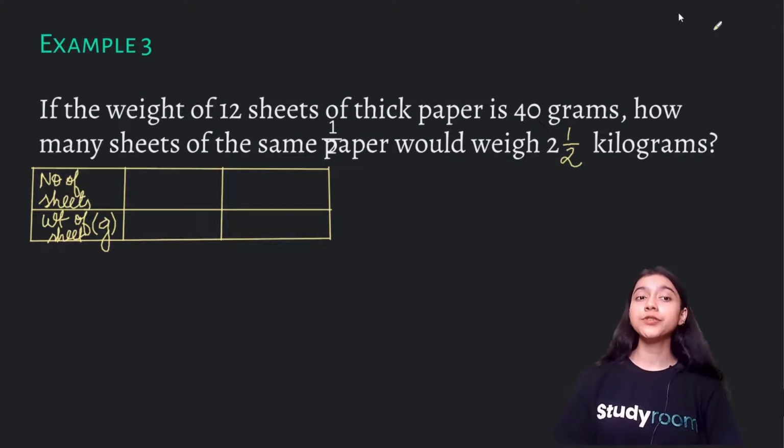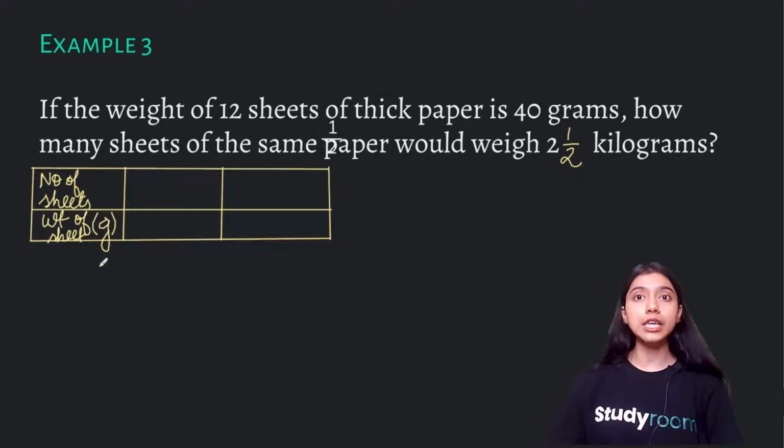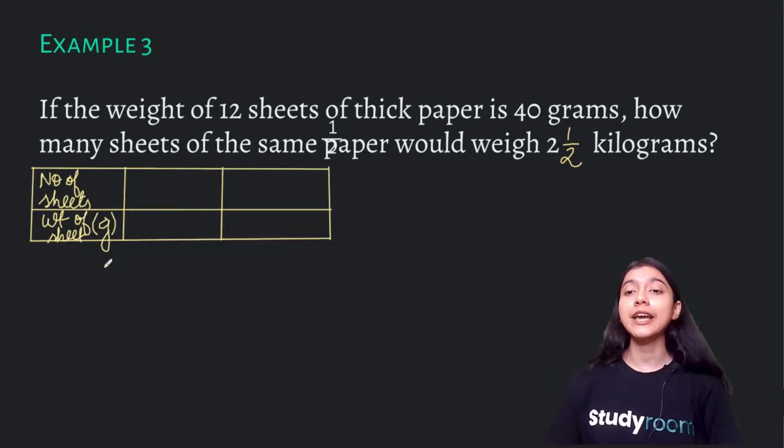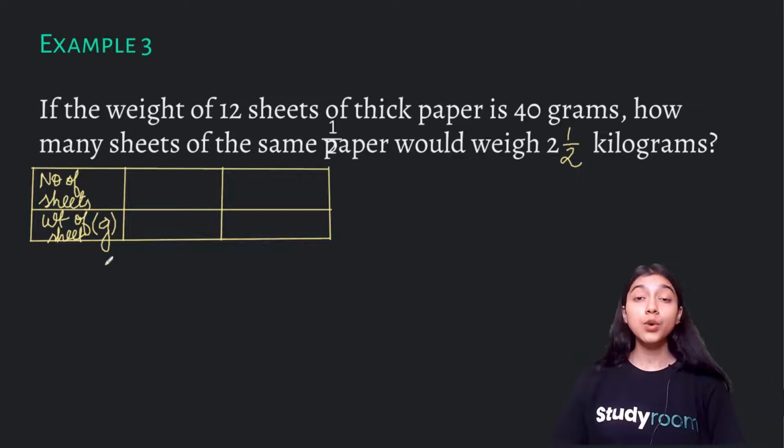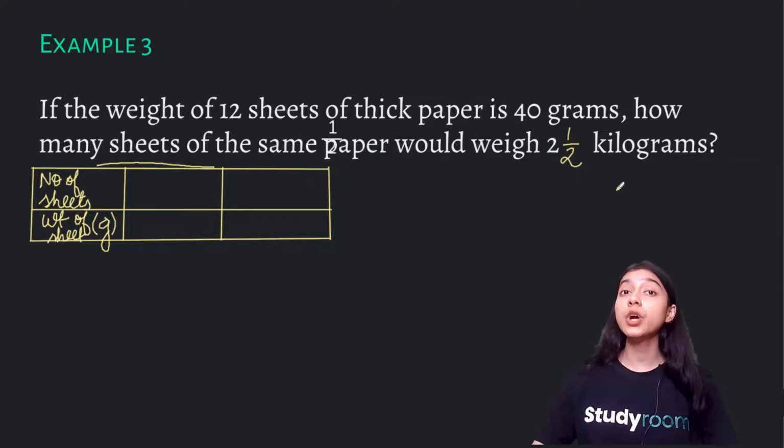The next problem given to us is, if the weight of 12 sheets of thick paper is 40 gram, how many sheets of the same paper would weigh 1 by 2 kilograms? Now, what we have to do over here is we have to find the number of sheets of paper that will weigh 1 by 2 kilograms.